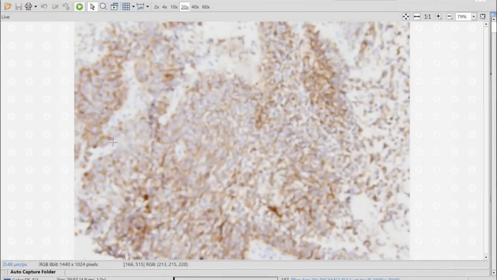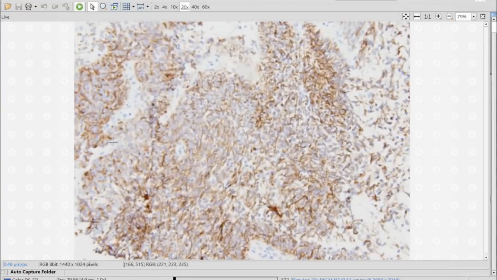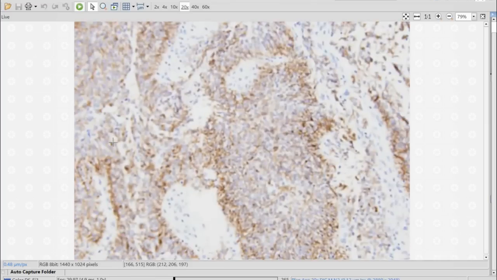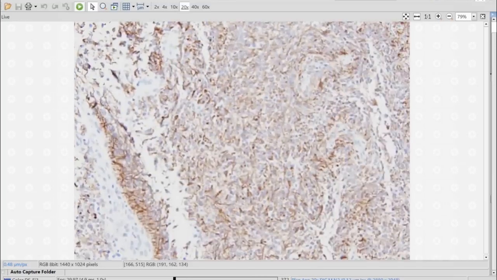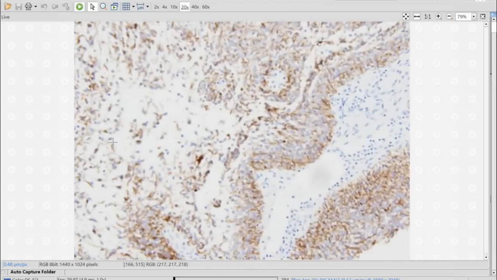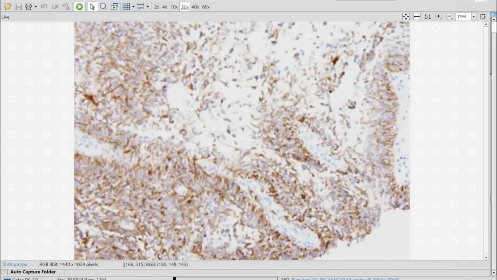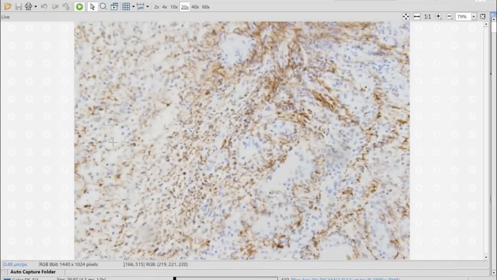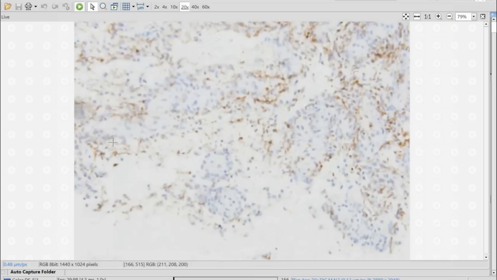You have GFAP as well. So we are in the glioma camp here. Positive in some of these pseudorosettes, also positive in a large subset of these inter-rosette tumor cells. Neurofilament protein. In some areas, you do have a bit of limited infiltration.